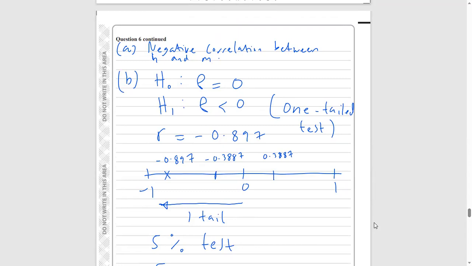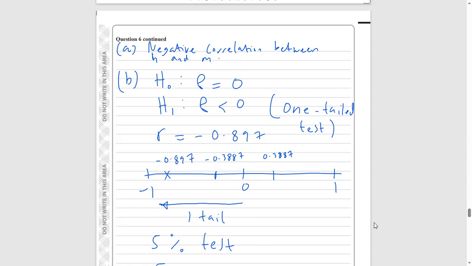But what we've got here is a very negative correlation, because we've got a very negative correlation coefficient of negative 0.897, which is close to negative 1. So basically what I'm trying to say is that the data does suggest we have got a negative correlation between X and Y. And in fact, because this negative 0.897 that we got from the data is more negative than the critical value, it means that we need to reject H0.